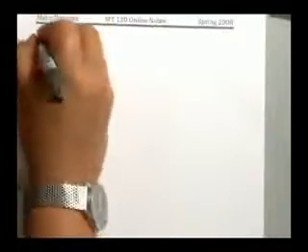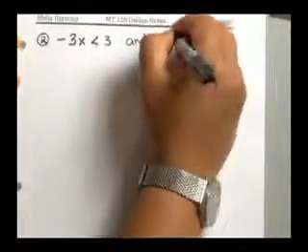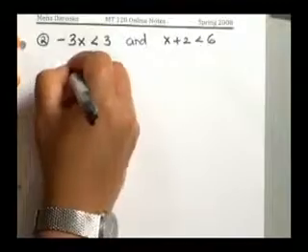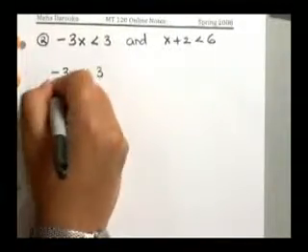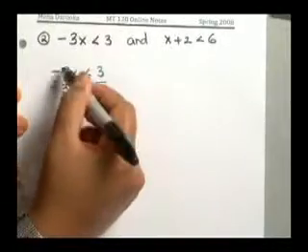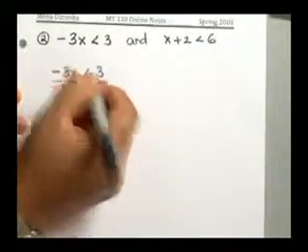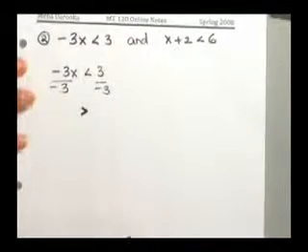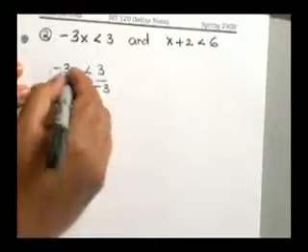Let's look at another example and let's see if you can come up with a solution with this. So we're looking at an example, negative 3x less than 3 and x plus 2 less than 6. So again, you start by solving each inequality individually. Now we want to get x by itself, so we divide both sides by negative 3. Now remember, when you're working with inequalities, anytime you multiply or divide by a negative number, this sign will change. So your inequality symbol will flip. Instead of less than, it now becomes greater than, and you have x is greater than negative 1.